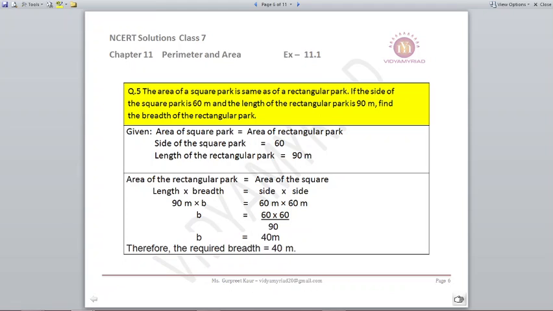And we are told, since area of rectangular park will be equal to area of the square, let us see what is the formula. For a rectangle, length into breadth. For a square, side into side. We know length, we know side, so we can find out breadth easily. So we will write it as 90 multiplied by B is equal to 60 multiplied by 60. So breadth is equal to 60 multiplied by 60 divided by 90. Breadth comes out to be 40 meters.